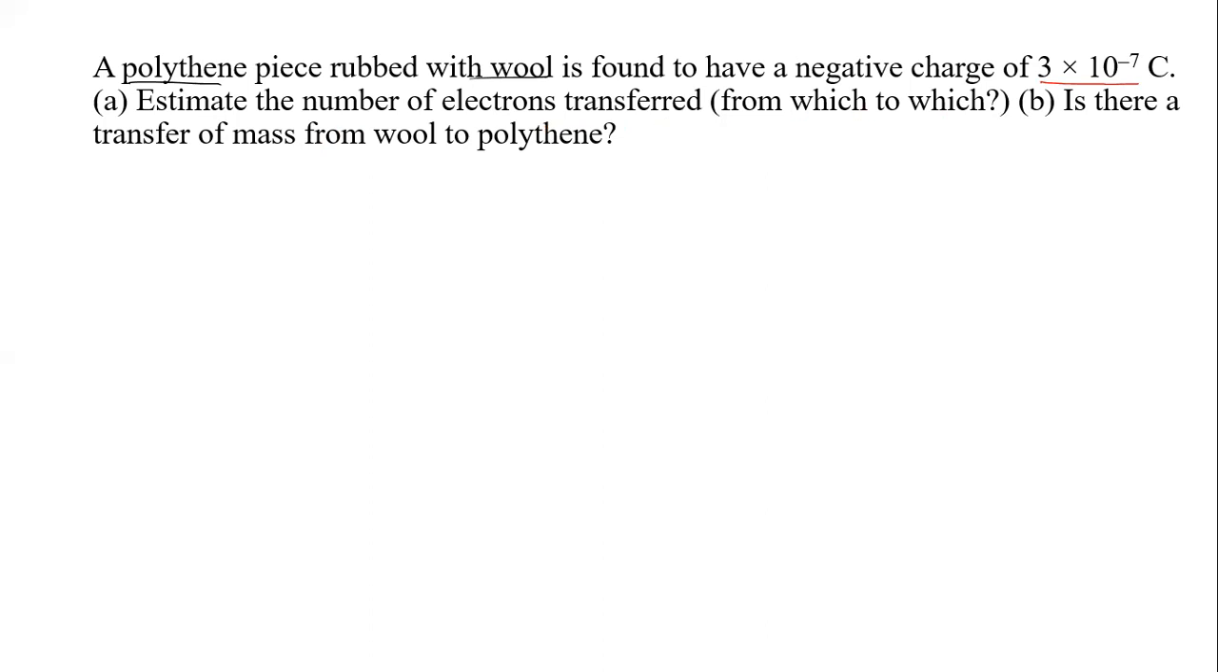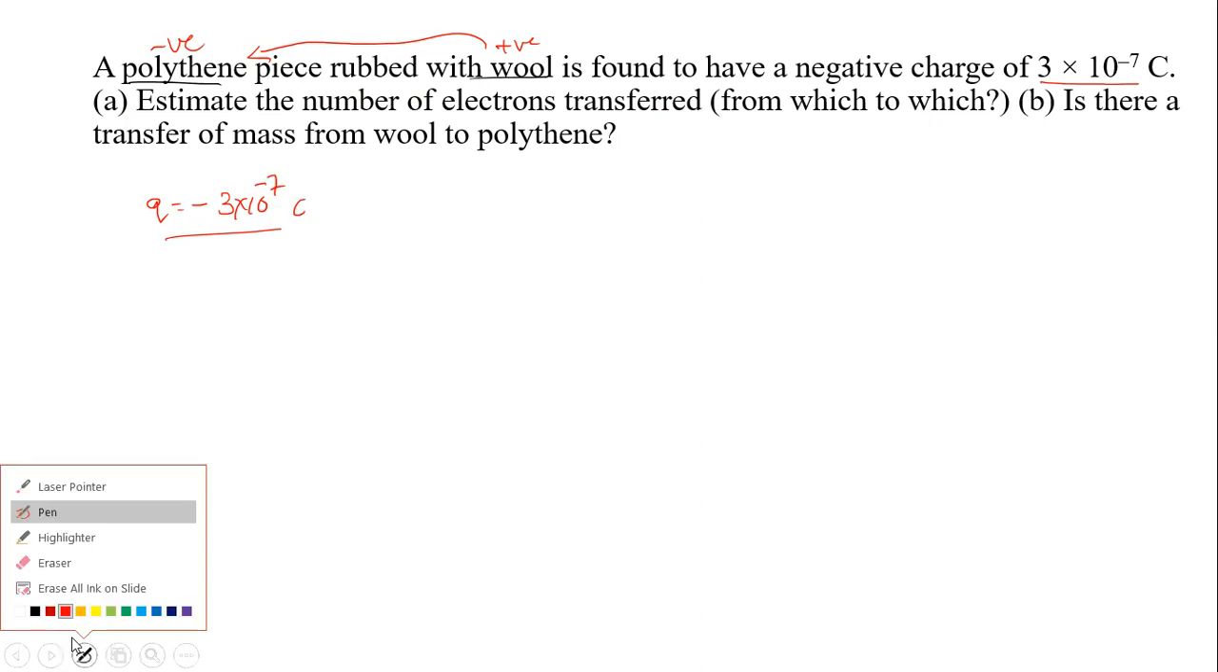Now look here. In the question, it is very clear: polythene piece rubbed with wool is found to have negative charge. This means the wool is going to lose electrons and become positively charged. So electrons are going to transfer from wool to polythene. The charge is equal to -3 into 10 power -7. We need to estimate the number of electrons transferred, from wool to polythene. Let us see how many.